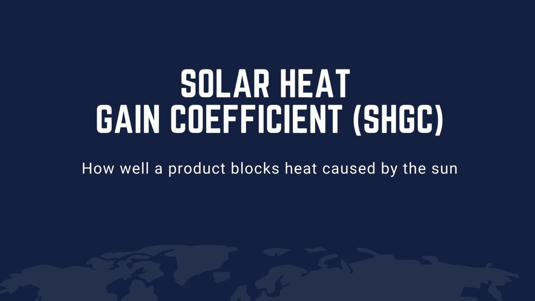Next is solar heat gain, or the solar heat gain coefficient. We'll just call it SHGC, and it measures how well a product blocks the heat caused by sunlight. SHGC is expressed in a number between 0 and 1. The lower a window's solar heat gain coefficient, the less solar heat transmits into the house.